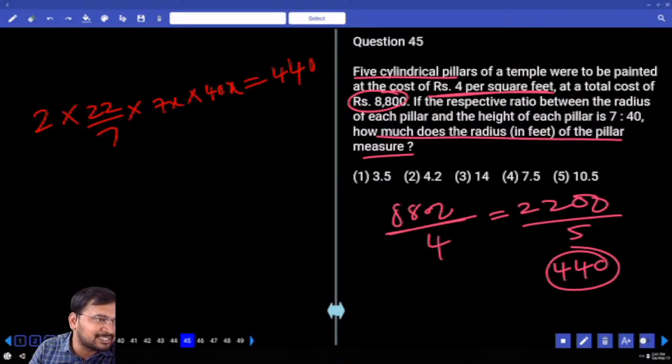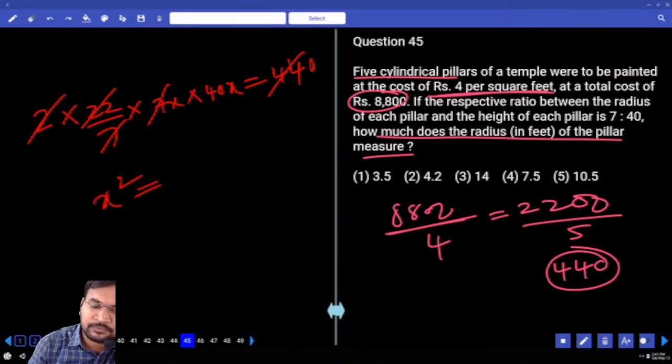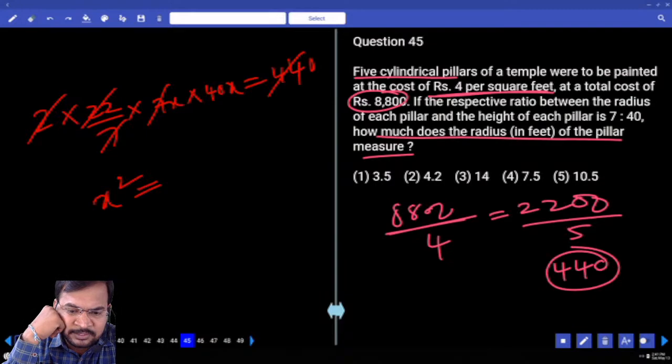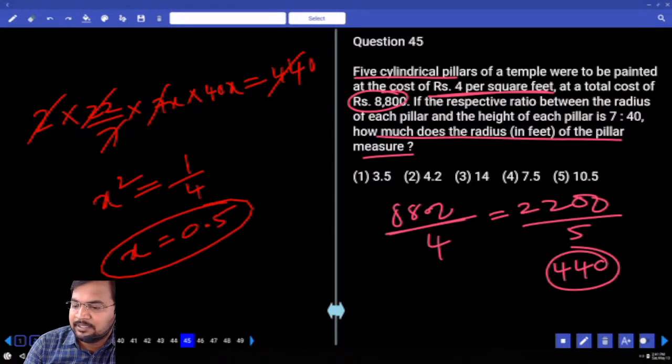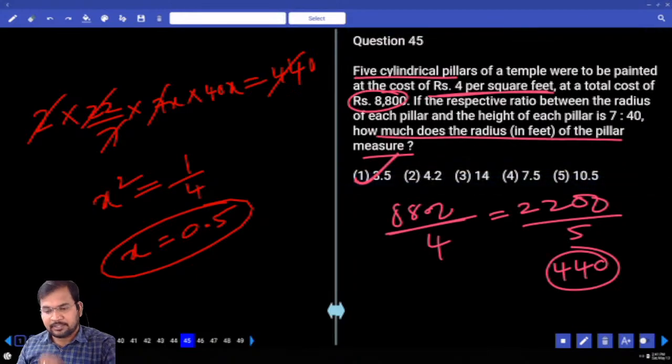Now we need to find x, then we have to find 7x. Look here, the 7 gets cancelled, the 44 gets cancelled, and x square is equal to 1/4. The 10 also gets cancelled, and the 0 in 40 gets cancelled, giving 1/4. So x is equal to 1/2, which is 0.5. They asked for 7x, so 7 into 0.5 is 3.5. They are asking for the radius, and the radius is 7 into 0.5, which is 3.5.